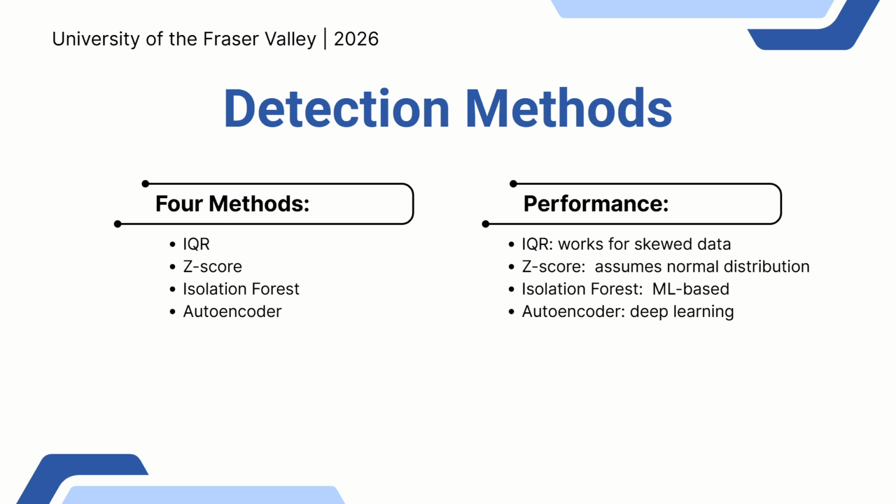Now for the detection methods, I used 4 different methods to detect outliers. IQR, which works well with skewed data, Z-score, which assumes the data is normally distributed, Isolation Forest, which is a machine learning method, and the autoencoder, which is used in deep learning. Each one of those works in a different way, so I compared their performance.